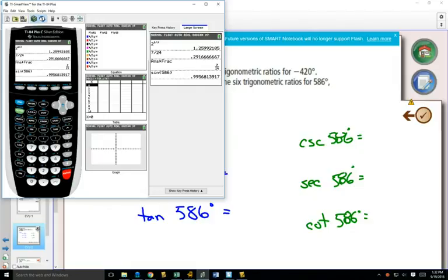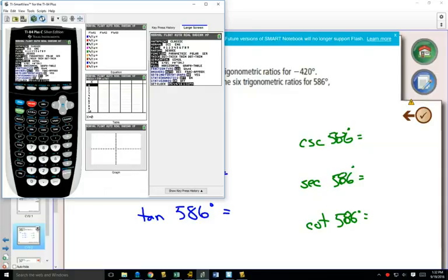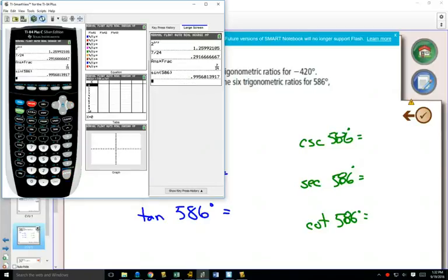Does anyone know what was wrong with my calculator? It's in radians. How do we change that or check that? We go to our mode button. Right now, yes, I am in radians. I need to switch it to degree. And now that I'm in degrees, if I go second, enter, it retypes what I had. And now I get the right answer, 0.719.